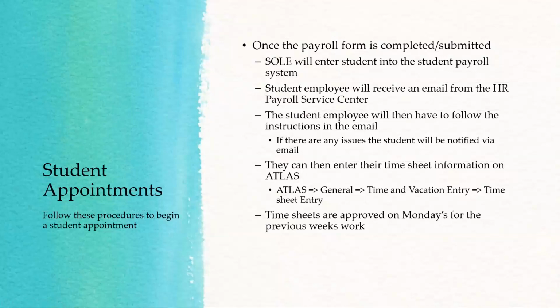So once you complete the payroll form for a student, we will take the appointment, we will enter that appointment into the student payroll system. The student will receive an email from the payroll service center. Now, prior to that, it will be reviewed by financial aid to make sure that that student can receive the money and that it will have no impact on their financial aid that they're receiving. So that will be one review. But once that's complete, the student will receive an email from the payroll service center.